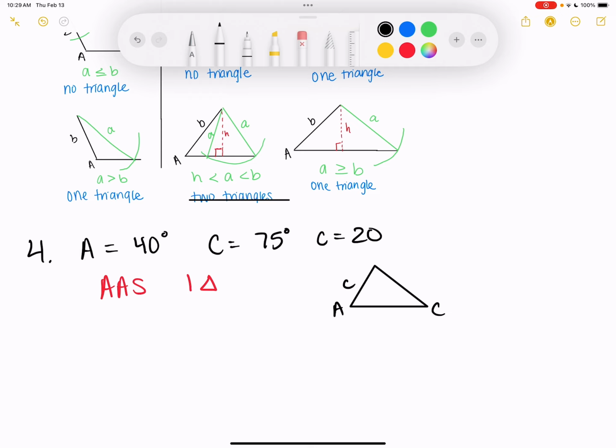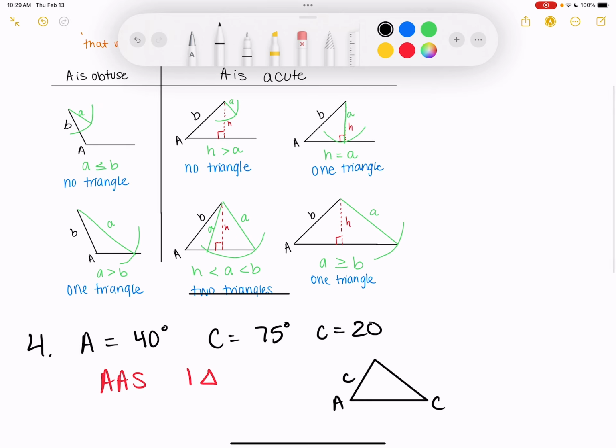Side, side, angle uses this chart. So this is saying if we have one angle, another angle, and one side of any given triangle, it's one triangle. The only time we can have no triangles or 2 triangles is if it's side, side, angle, which is something you did not learn about in geometry, because in geometry you're told that doesn't exist. But it does. They lied to us.